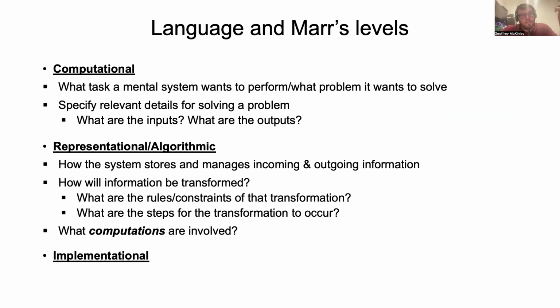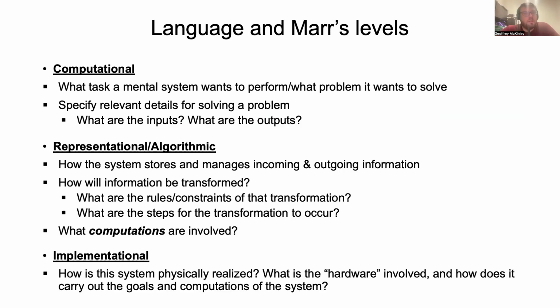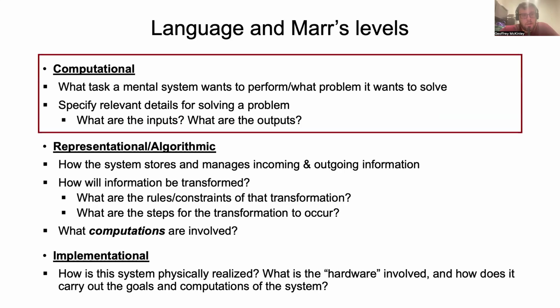And then, of course, implementational is, how is the system physically realized? What's the hardware that's involved? In this case, the brain, what parts of the brain? How does the brain carry out the goals and computations of the cognitive system? So we'll first talk about the computational level.